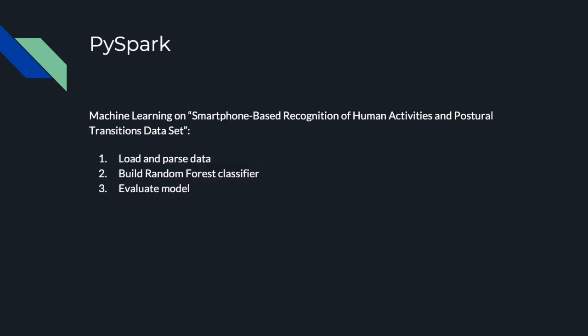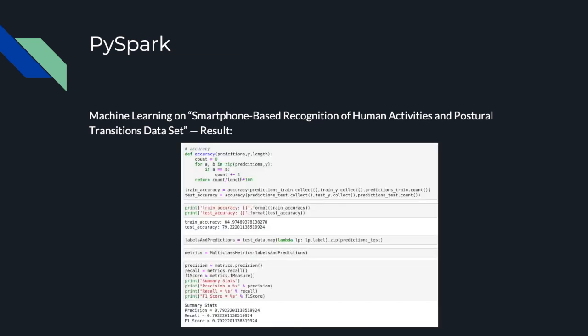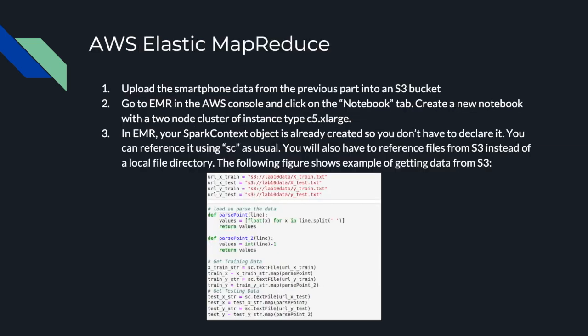And for this part, we have to download the smartphone-based recognition of human activities and postural transitions dataset. We're going to load and parse the data, build the random forest classifier, and then evaluate the model. Here's the result, and I will show it in the demo as well.